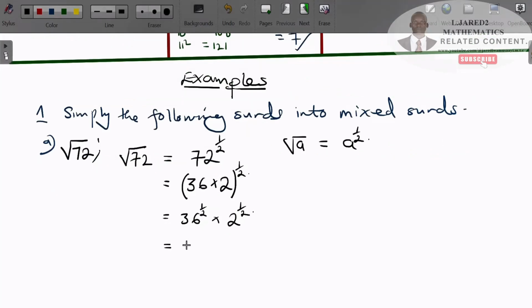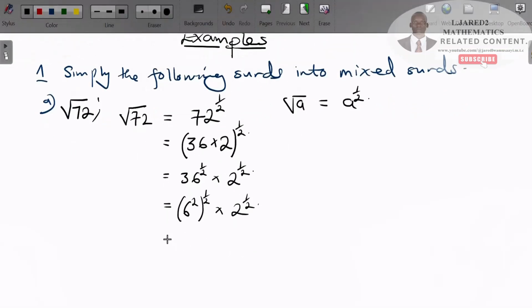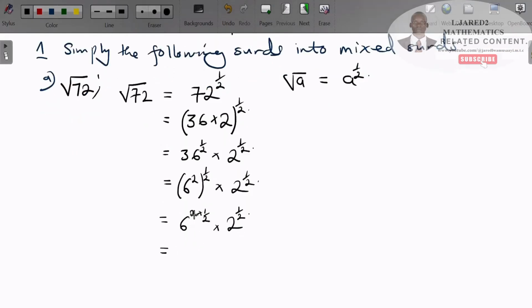72 is the same as 6 squared times 2, but with power a half: 6 power a half multiplied by 2 power a half. See rules of indices. This is the same as having 6 power 2 multiplied by a half, multiplied by the 2 power a half. So we see that when we multiply 2 by a half, we are getting 6 power 1. It's the same as 6 multiplied by 2 power half.